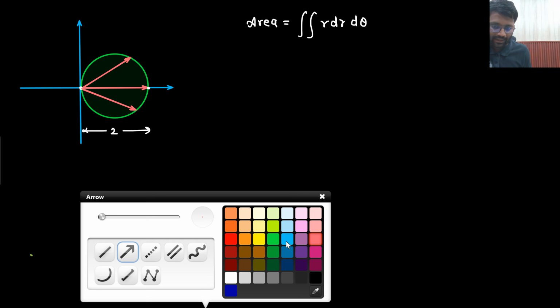Now what am I supposed to calculate? I am supposed to calculate the area. Sir, what is the area? Area is nothing but r dr d theta. From where to where is r going? This discussion we have already done in the previous video. From where to where is r going? Sir, r is the radial distance, no? Sir, r is moving like this.